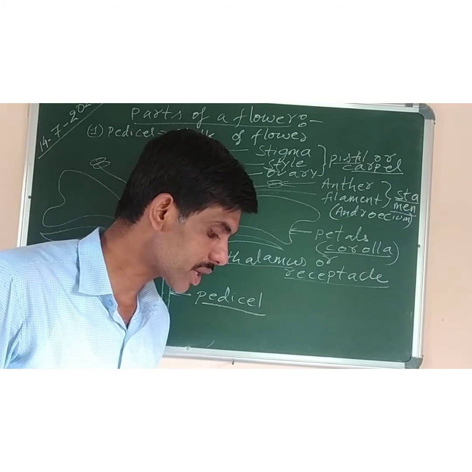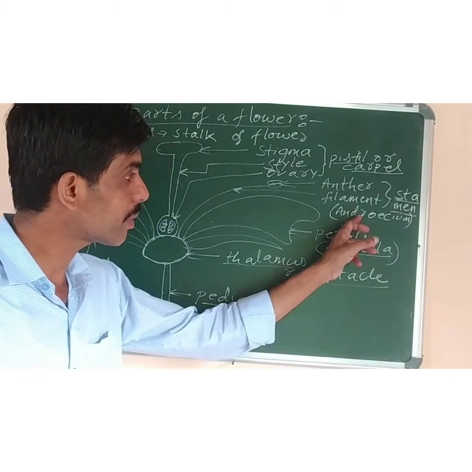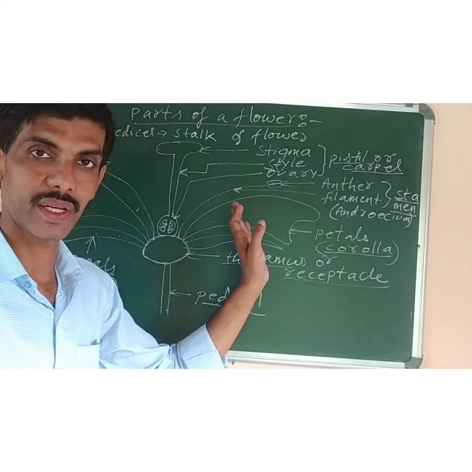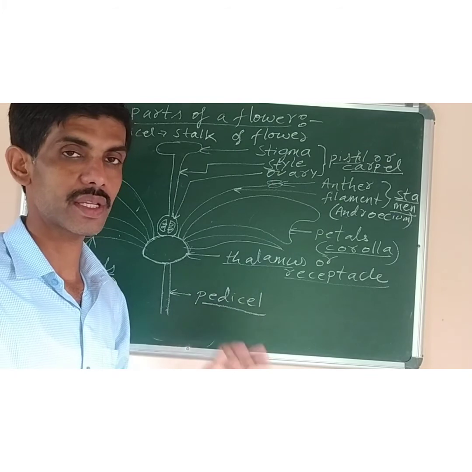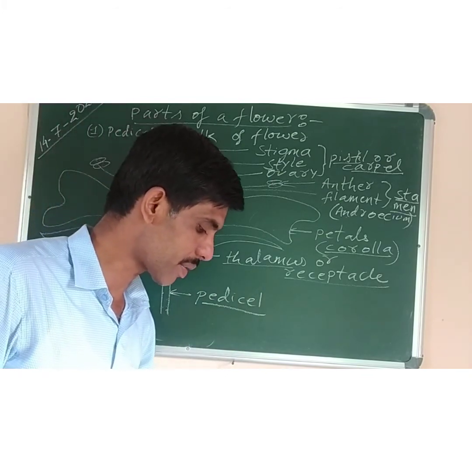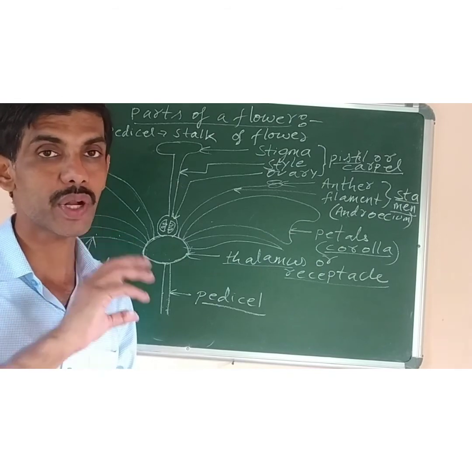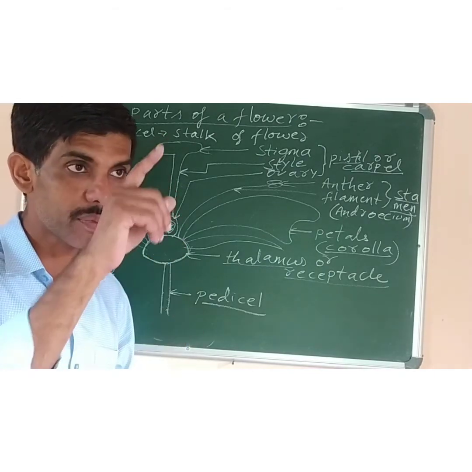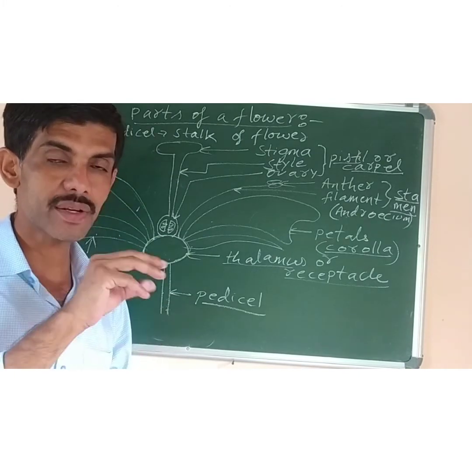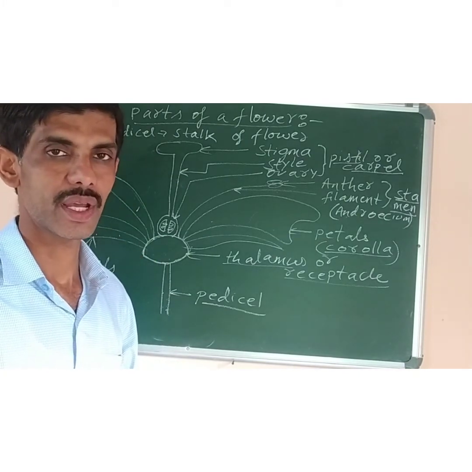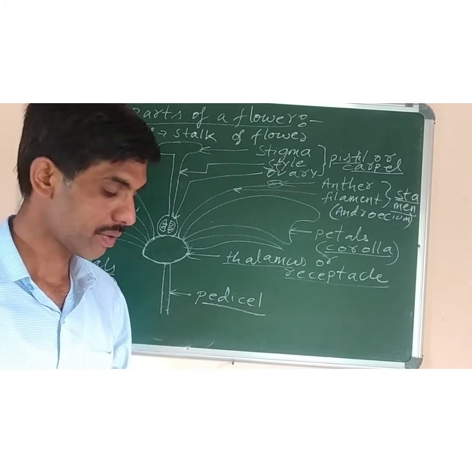Now comes neuter flower, a flower in which both androecium and gynoecium, none of them is present. Neither the male part nor the female part is present. Both are absent. Such flowers are called neuter flowers. An example is the ray florets of sunflower. In sunflower, two types of flowers are there. The outermost flower is known as ray florets and the central one is known as disc floret. So ray florets are neuter in nature, means they are neither male nor female.